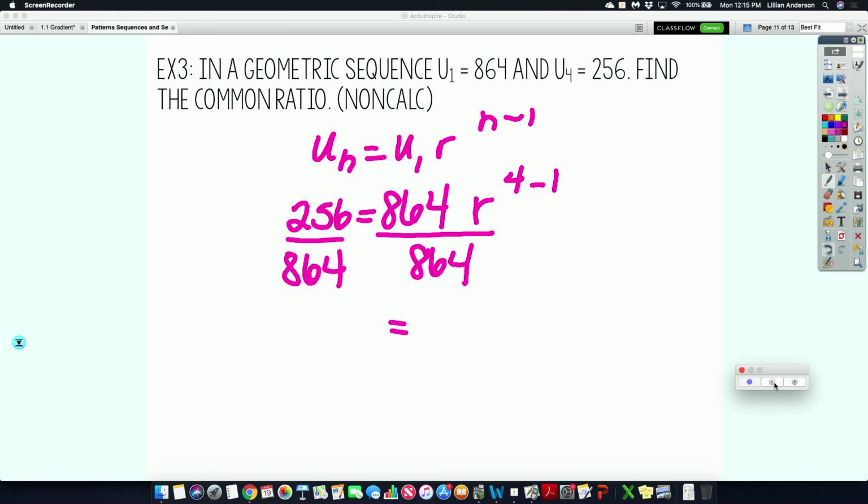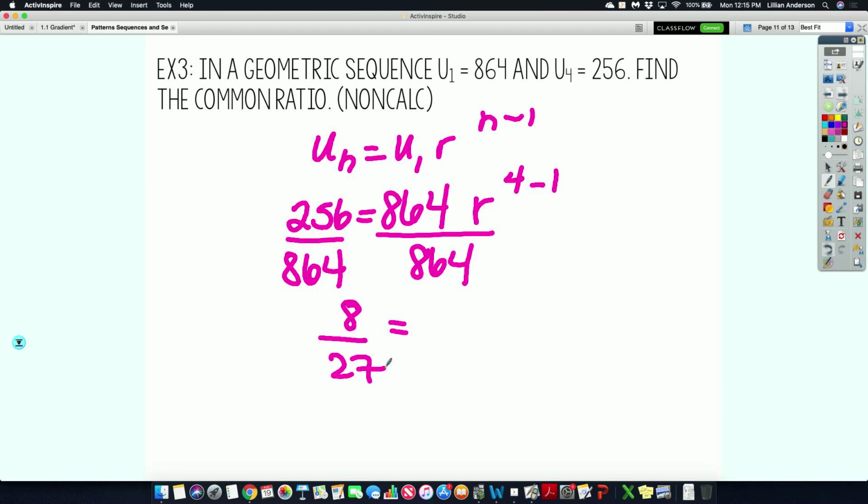Ooh, man, look at me. I might have hit a speed bump somewhere amongst those divisions. Not 2 over 7. Wait, I'm talking about just the reducing. Yeah. No, not 2 over 7. 8 over 27? 8 over 27. So it'll be 8 over 27 equals r to the third power. How do I get rid of that third power? How do I get r by itself?